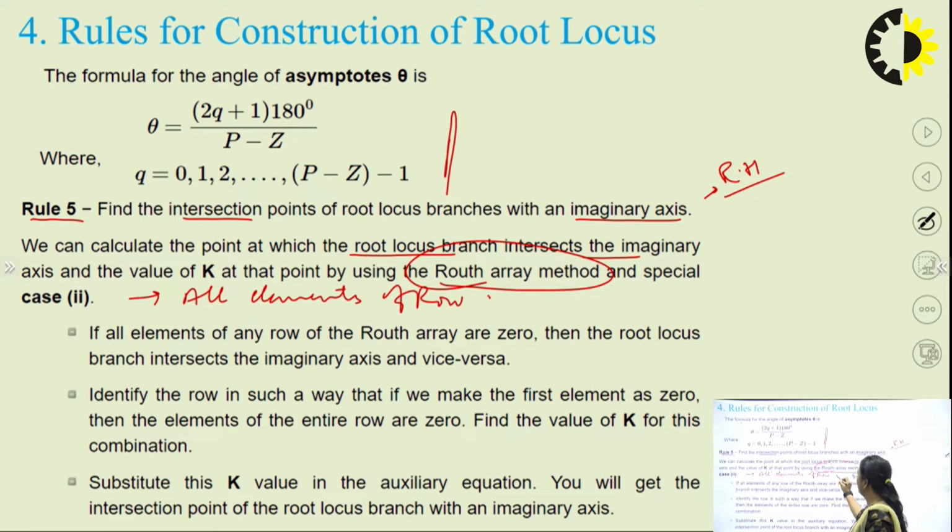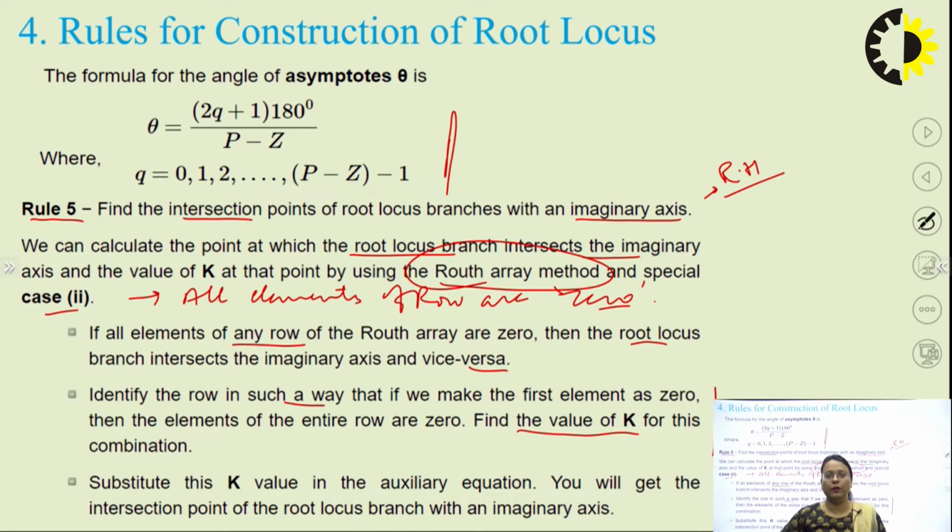So we always have to apply this special case 2 of the Routh-Hurwitz criteria to determine the intersection point of the branches of the root locus with the imaginary axis. So what is the procedure? If all the elements of any row of the Routh array are 0, then the root locus branches intersect the imaginary axis and vice versa, right? So first you have to identify the row in which all the elements are 0, right? Then you have to find the value of k for that particular combination. How can we find out the value of k?